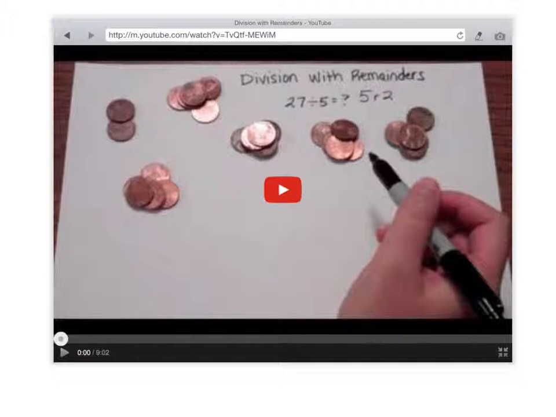So I can buy 1, 2, 3, 4, 5 pieces of gum, but then I have 2 pennies left over. We call those pennies remainders, and we write it like this: R2, remainder 2. We have 2 pennies left over. What that means is I can buy 5 pieces of gum, and I will have 2 pennies left over.